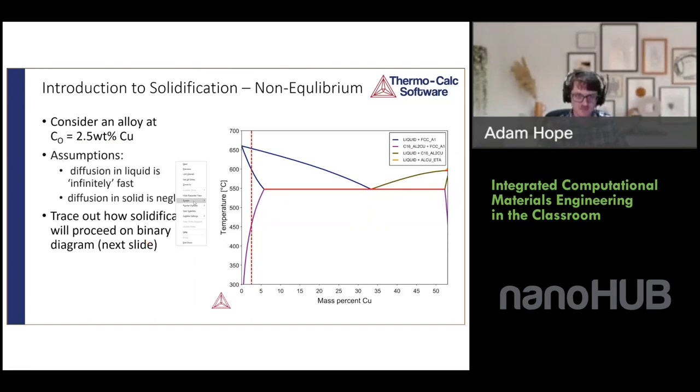So let's make some assumptions about our solidification. If we're cooling at some kind of moderate rate, like casting or welding, we can say that because the liquid has a really high diffusivity and also the liquid is probably moving around due to convection, that the diffusion rate in the liquid is infinitely fast for our purposes. It's a pretty good assumption.